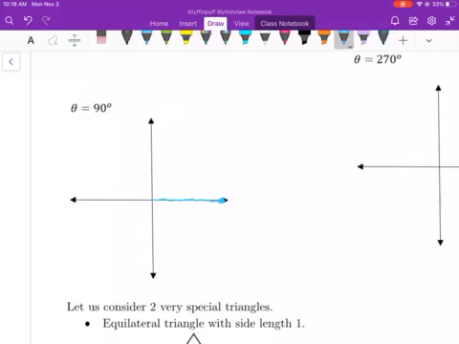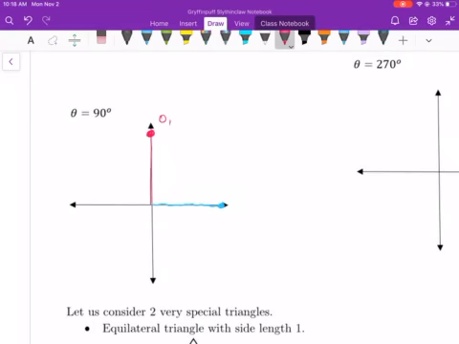So there's my initial arm. I'm going to draw my terminal arm at 90 degrees. 90 degrees here. You'll often hear me refer to this as the top of the house. This point will have coordinates 0, 1. So 90 degrees, now, what can we say? We can say that the cosine of 90 degrees is equal to 0, because it's the x-coordinate at our terminal arm. The sine of 90 degrees is going to be 1.